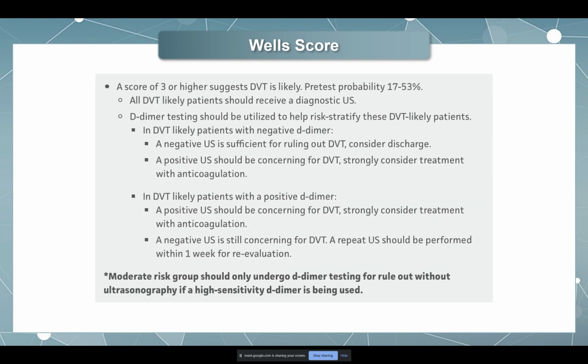Next one, if the score is 3 or higher, suggestive of DVT, patients should receive a diagnostic ultrasound. So D-dimer is carried out, and if negative D-dimer, ultrasound has to be carried out also. So kalau ultrasound negative, can consider discharge. Positive ultrasound with negative D-dimer, strongly consider as DVT also. So Wells score kalau high, DVT likely patient, and ultrasound positive, we still continue with treatment.